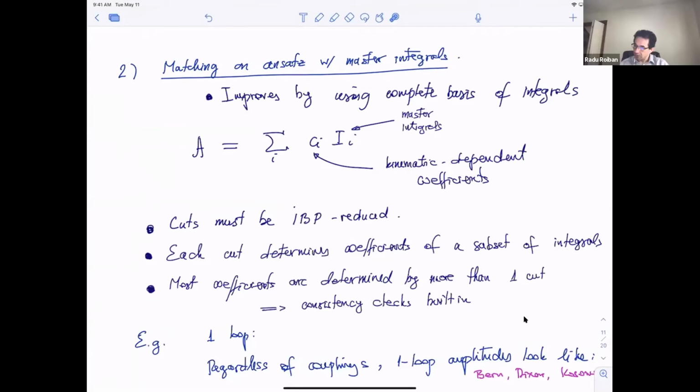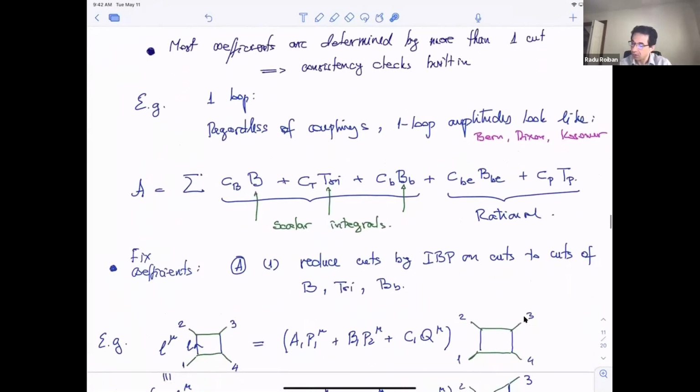Right. So the consistency checks I was mentioning is that each of these cuts, each of these coefficients, well, not all of them, but most of them are determined by more than one cut. And of course, they have to be the same, regardless of where they are determined from. Therefore, if they don't come out the same, then something went wrong and one has to revisit. So here is an example of how this works.